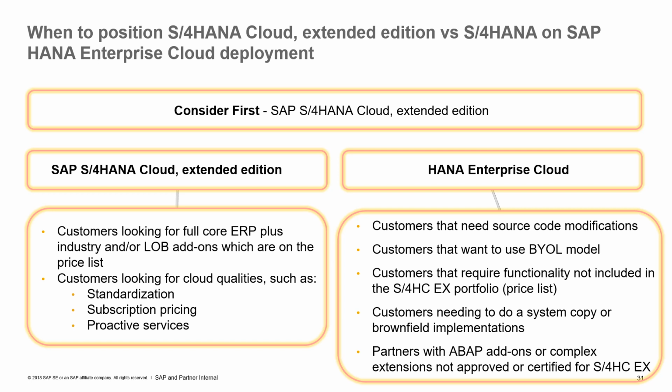Finally, if you're a partner with an ABAP embedded add-on, or you have complex extensions that are not approved by the HEC team, or they have not been certified for SAP S4HANA Cloud Extended Edition, then you would consider putting S4HANA on HANA Enterprise Cloud, and then you can include all of your ABAP add-ons and extensions or packages that have not been approved by SAP.